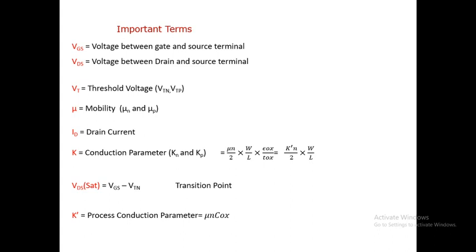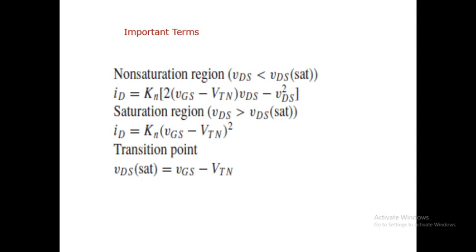The transition point equation is VDS saturation equal to VGS minus VTN. All these parameters are important for calculation of DC analysis. The important equations for DC analysis are the equation for the non-saturation region, for which the condition is VDS should be less than VDS saturation, and the equation for the saturation region, for which the condition is VDS should be greater than VDS saturation, whereas the transition point, that is VDS saturation, is calculated as VGS minus VTN.